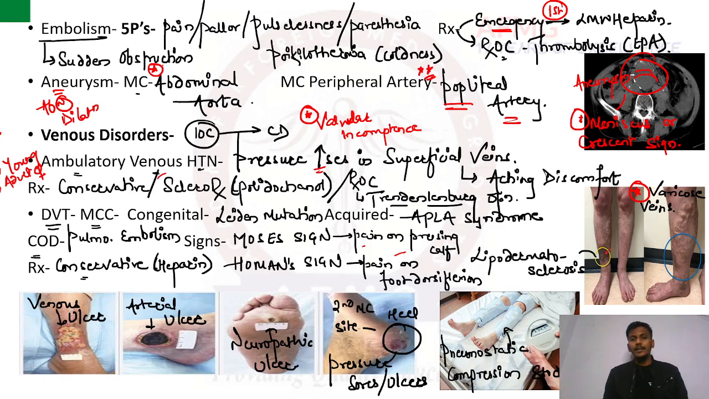What would be the treatment? If it is in the early stages of varicose veins or ambulatory venous hypertension, we will try to manage the patient conservatively. What would be the conservative management? First, we will ask her to avoid standing for a longer period of time, so pressure would not rise. Second, we will ask her to elevate the limb. Third, we will ask her to wear compression stockings.